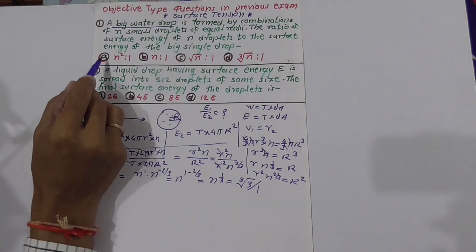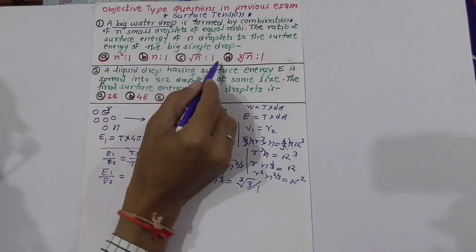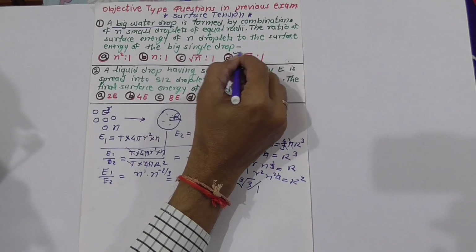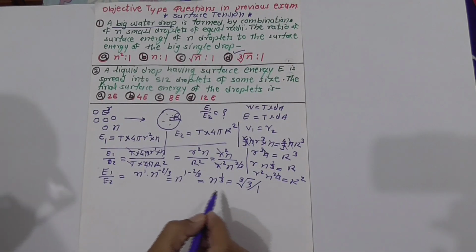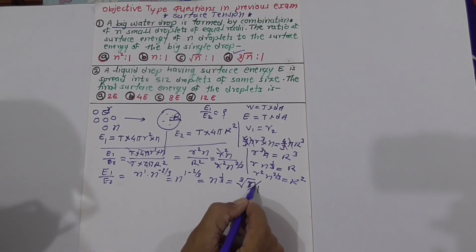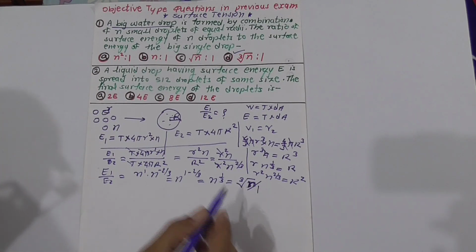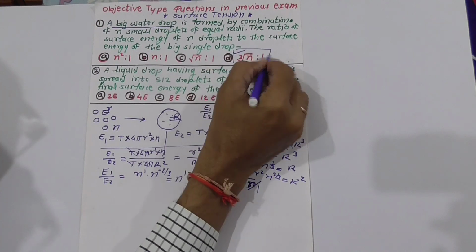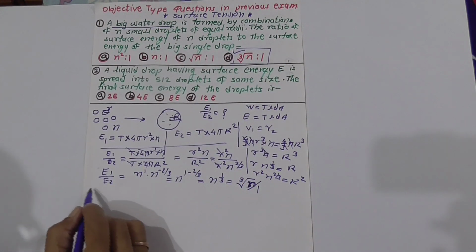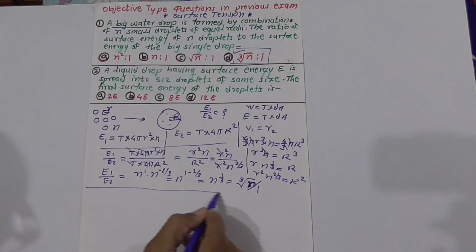The option we are looking for is the last one. This is the correct option, cube root of n. Sorry, I made a mistake earlier; it should be n, because it is n raised to 1/3. E1 upon E2 is cube root of n upon 1. This is the final correct answer of that question. So this is how you can solve the first problem.